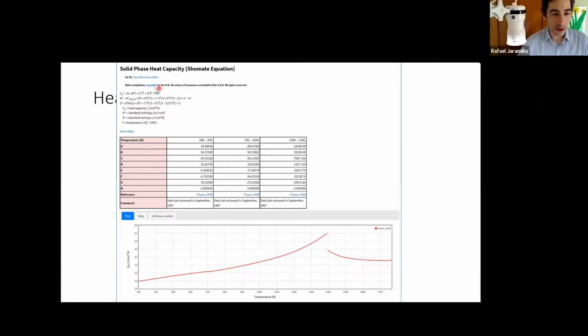And what do you see here? You see a parametric form. There's a polynomial expression. There are the values of the coefficients of the polynomial. And there are three different ranges. There's room temperature to 700 K, 700 K to 1394, and 1394 to 1768. Based on what we just saw with the phase diagram, would somebody volunteer why there are three different ranges given for the heat capacity of cobalt?